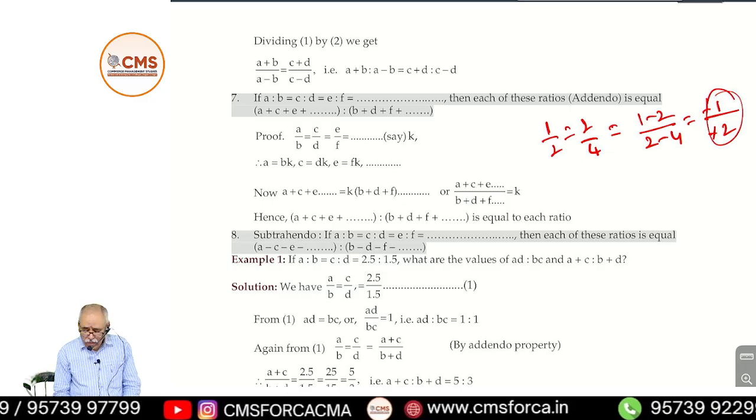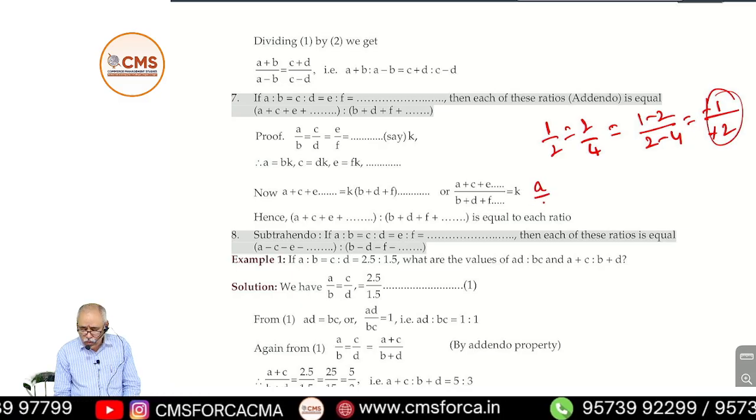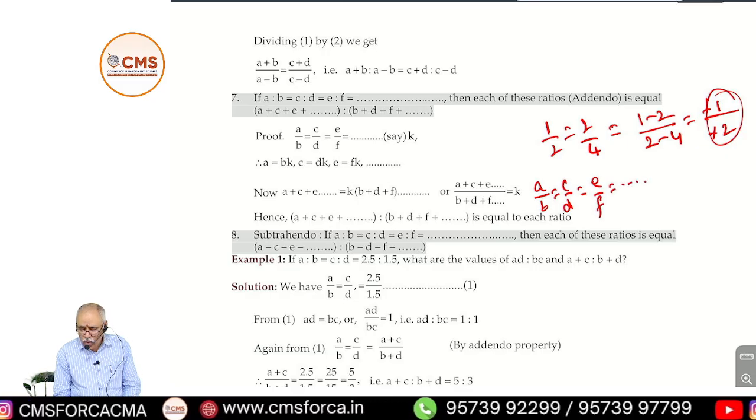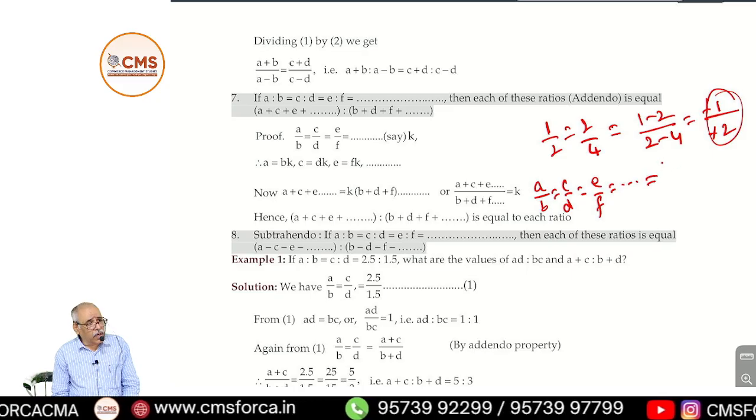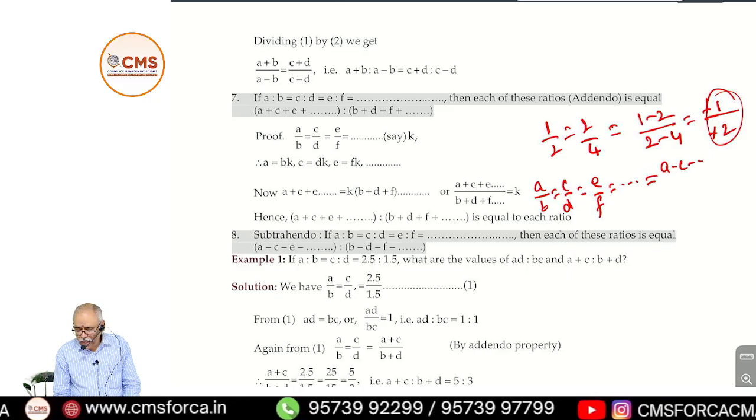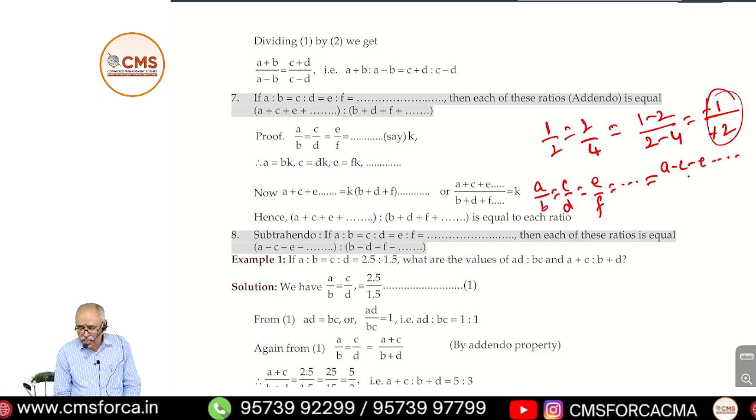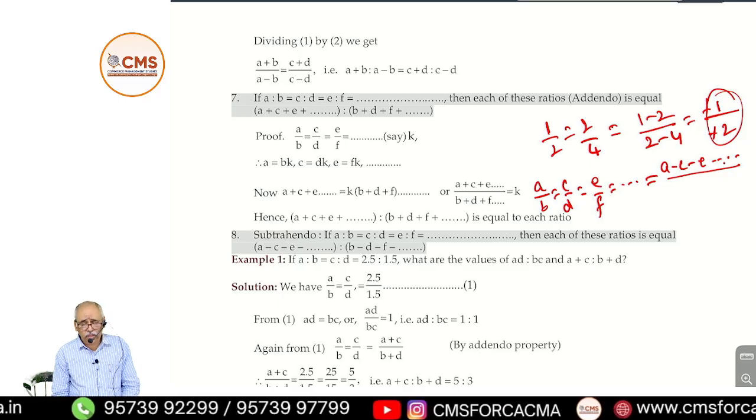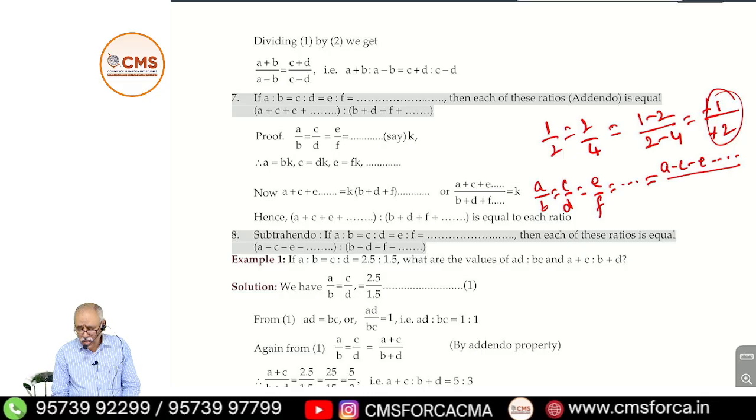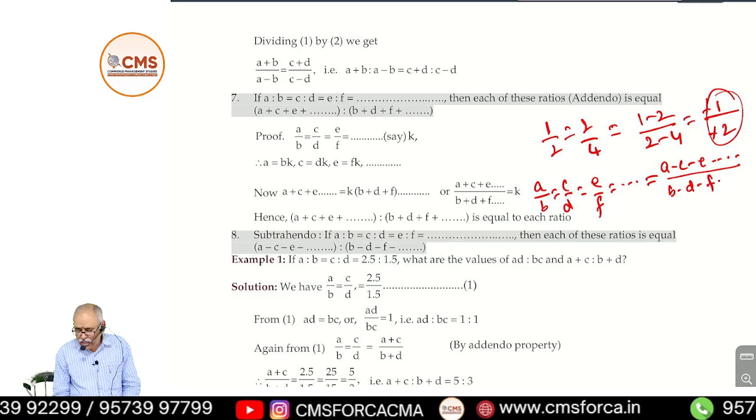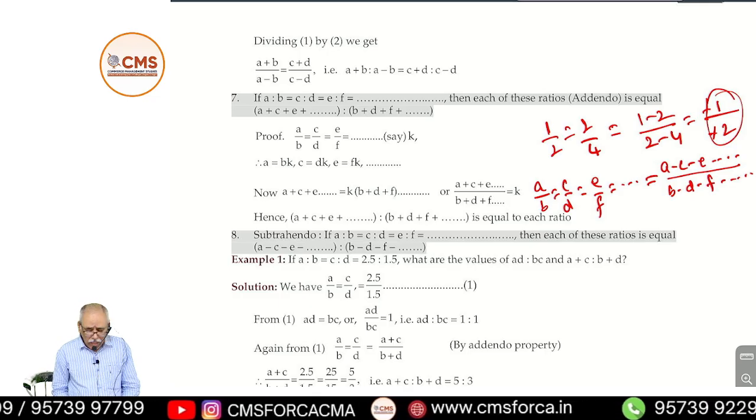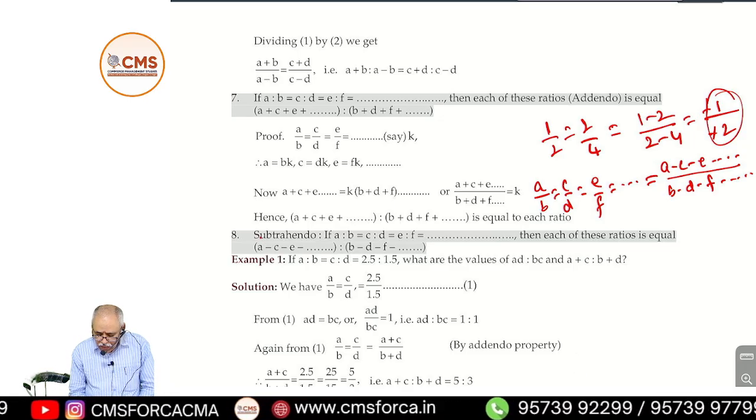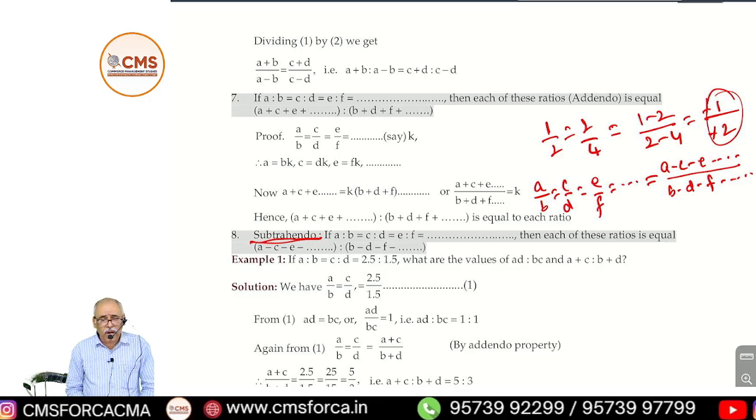Yes. Similarly, if a by b equal to c by d equal to e by f and so on, all ratios are equal to a minus c minus e minus and so on, all those first terms subtracted, by b minus d minus f minus and so on. All are equal. This property is called subtrahendo. This is the eighth property, subtrahendo.